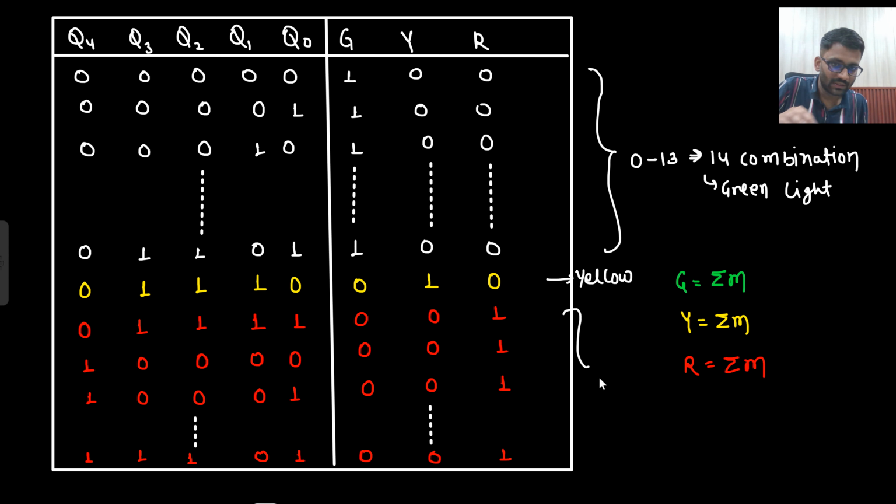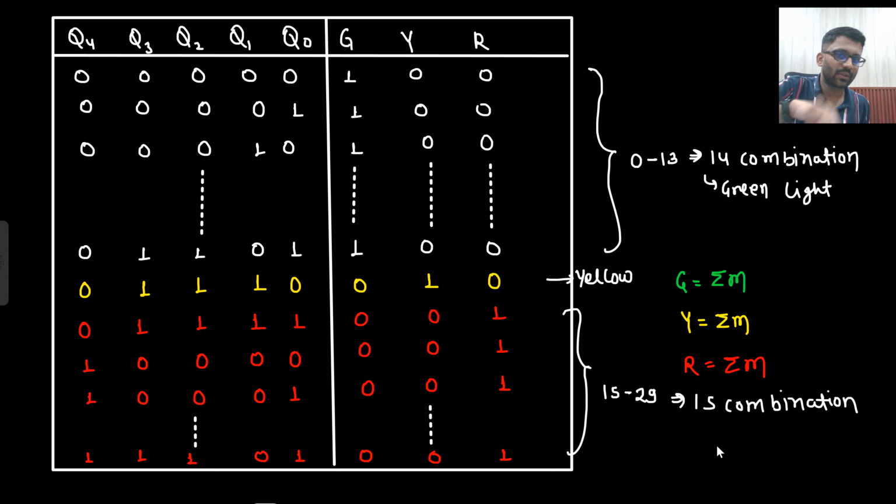And for this, how many combinations are there? 0 to 13 is 14, then 15 to 29. Why 15 to 29? If you count from 15 to 29, there will be 15 combinations: 15, 16, 17, 18, 19, 20, 21, 22, 23, 24, 25, 26, 27, 28, 29. So there are 15 combinations, and with respect to each combination I need to throw red light.